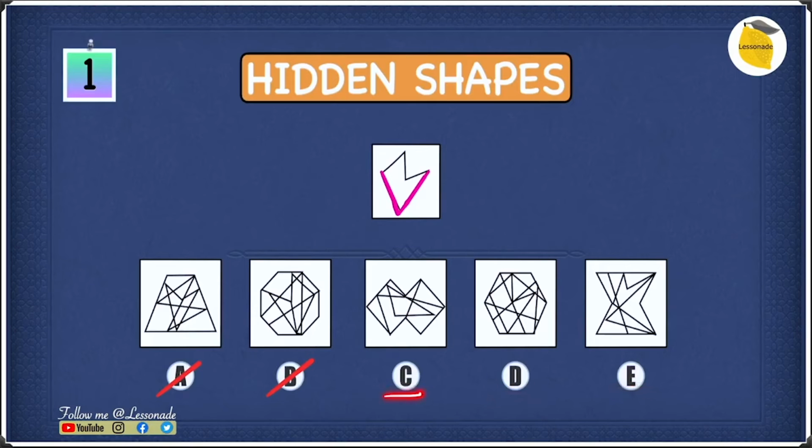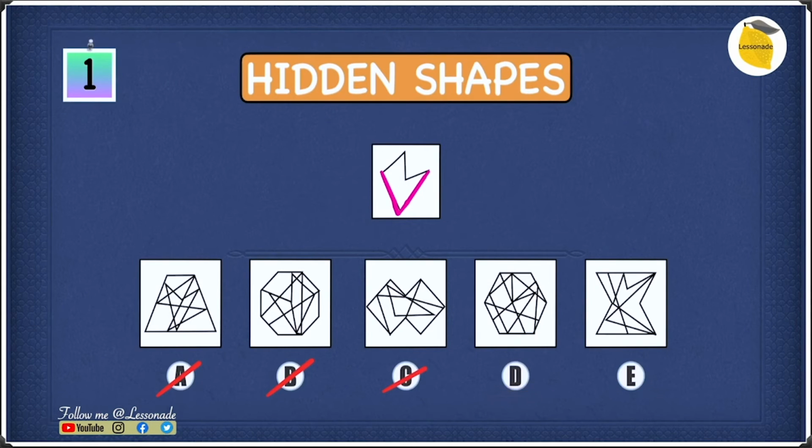Let's start at C. In C, we cannot find the same V shape as this one. The only V shape that we can find that is anywhere near close is this one we have right here. And even this V shape is a bit wider than the one we have at the top, which means we can cross off C as well. So now we're left with two options, D and E.